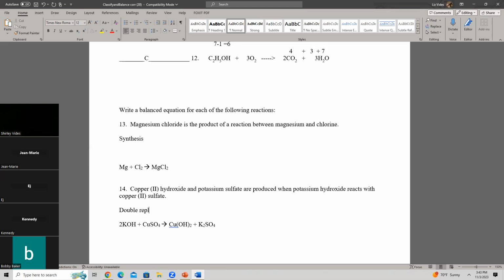Replacement, where potassium and copper switch places, switch partners. All right, and that's how you do those.